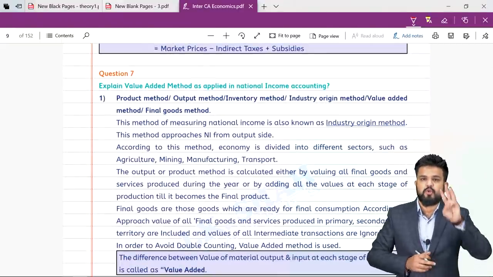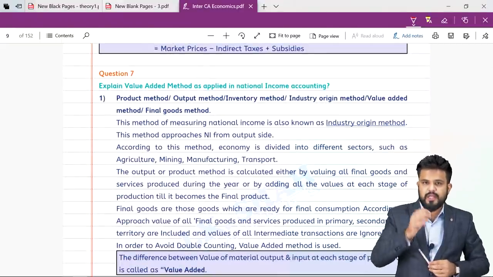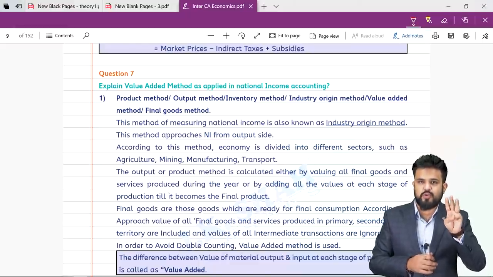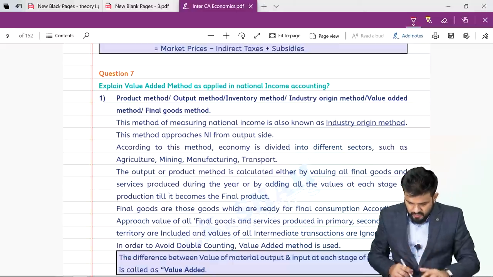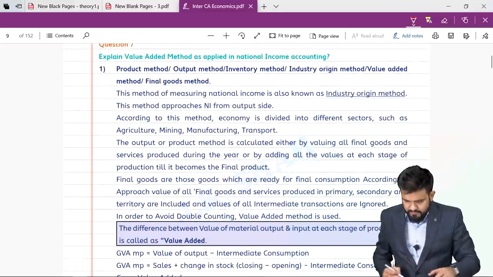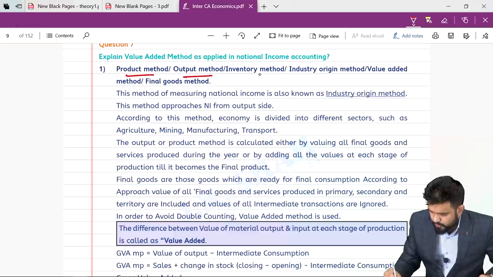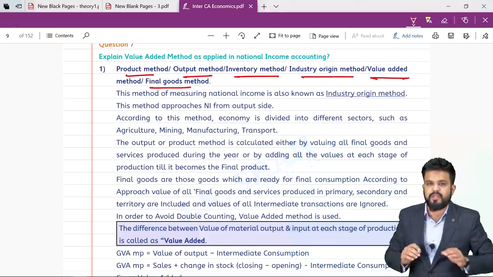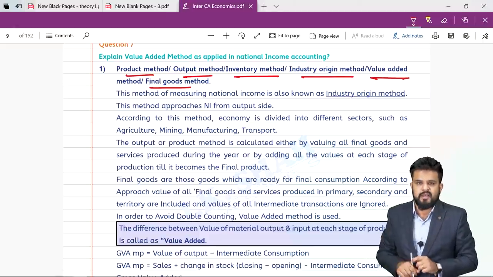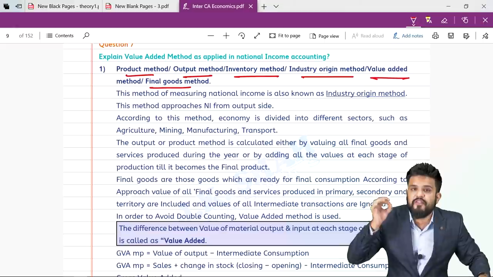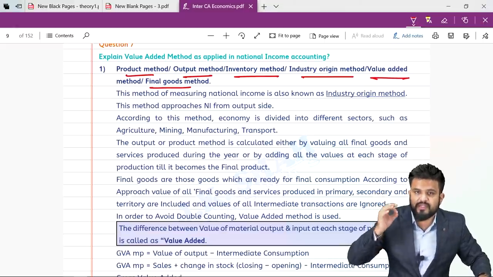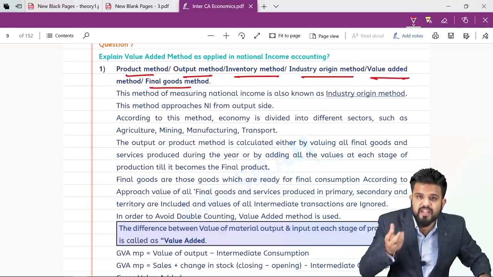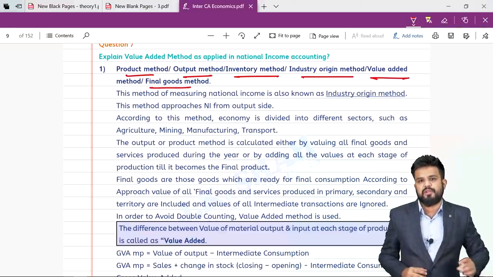Quickly we will discuss a total of three types of methods for calculating national income. One is the product method, also known as final goods approach, also known as value added method. Now the precise answer is given here. So product method, output method, inventory method, industry origin method, value added method, final goods method, all mean one and the same. Now students, in this method, the value of the final product, that is the output coming out of the factory, output coming out of the industry, is taken into consideration.